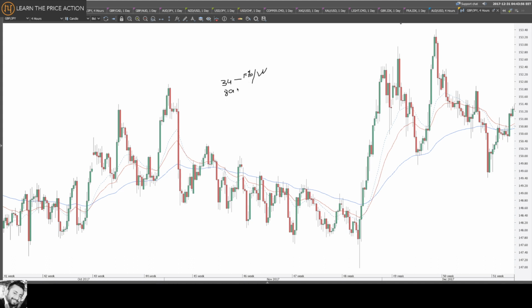And the third thing, the most important thing, is that the EMA 34 represents the 8 EMA of the daily chart, and the 89 EMA on the 4-hour chart represents the 21 EMA on the daily chart. Why is this important?